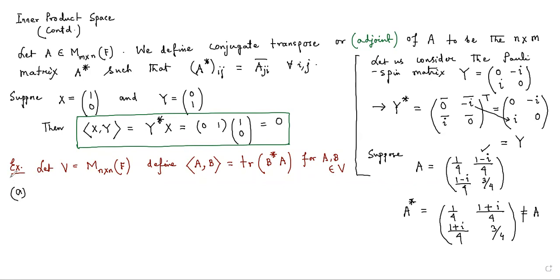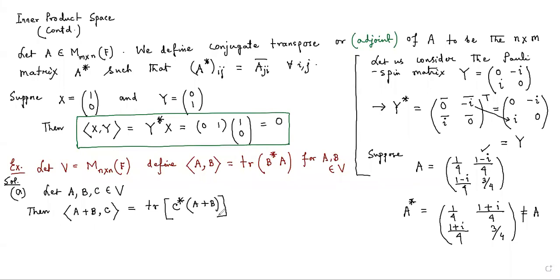First of all, number one, solution. We consider three matrices of order n from this particular set. Let A, B, C belong to V. Then the inner product of A plus B with C, by definition, would be trace of C star times A plus B. That would be equal to trace of C star multiplied by the matrix A, plus C star multiplied by the matrix B.